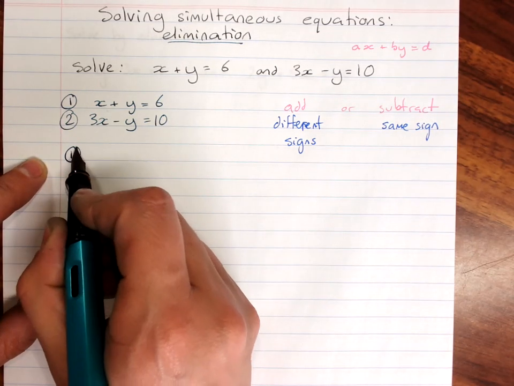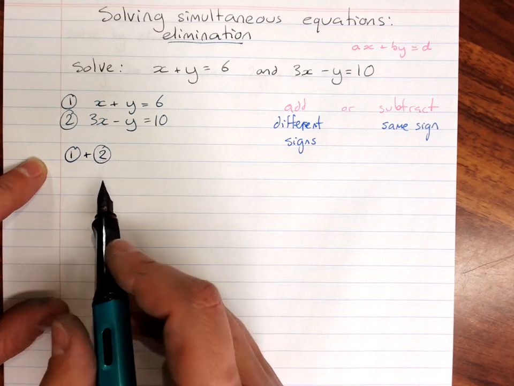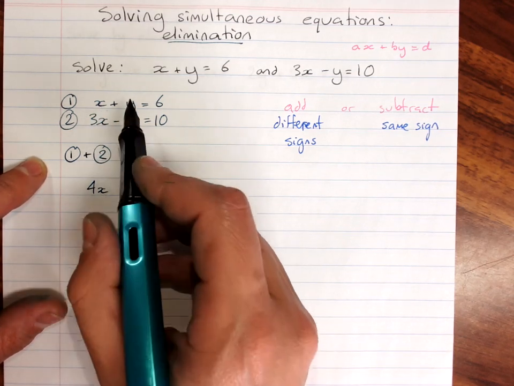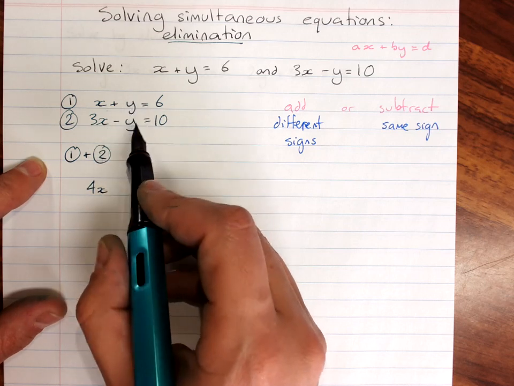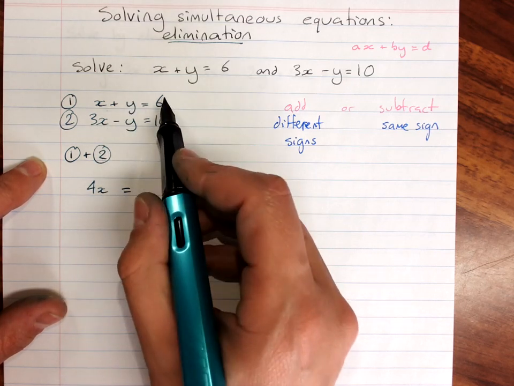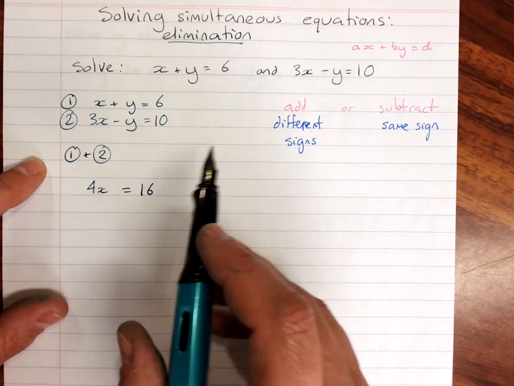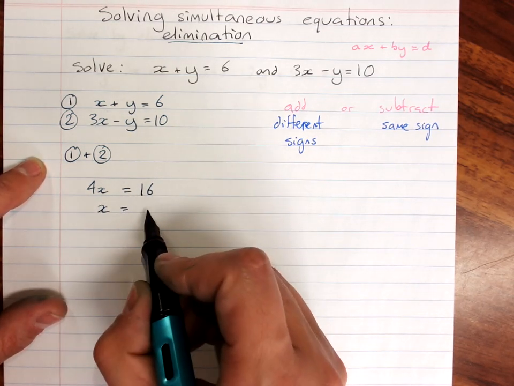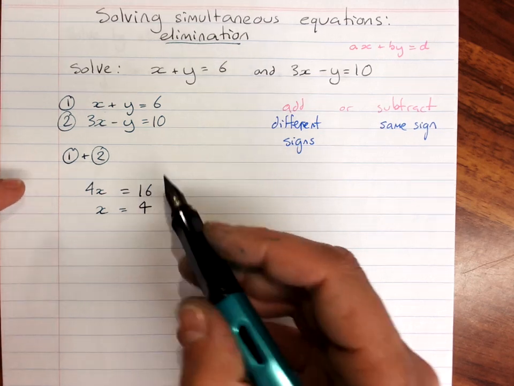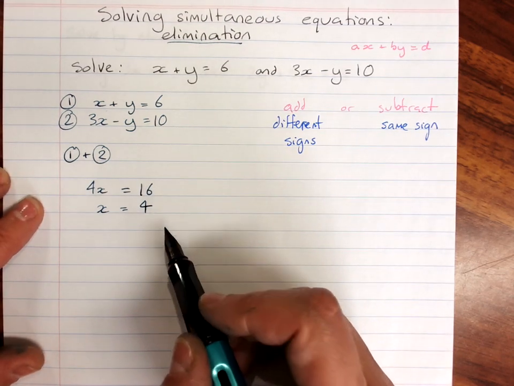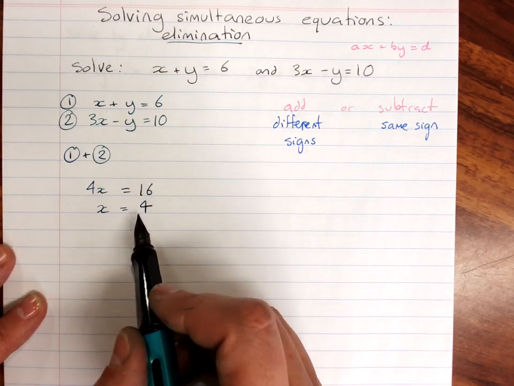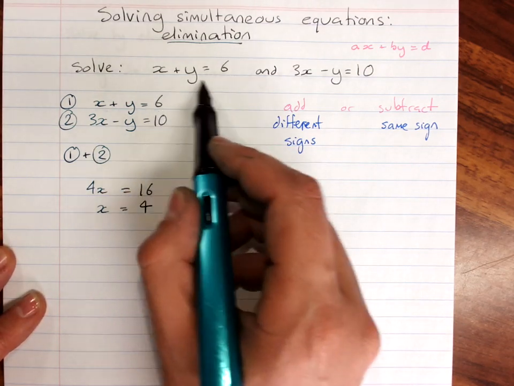I am going to do equation 1 plus equation 2. X plus 3x is 4x, y plus negative y cancels out. Put down your equal sign, 6 plus 10 is 16. I've eliminated the y. Now I can solve this for x. And from here, this solution is exactly the same as it would be for substitution. Substitute that back into one of the equations. Choose the easy one.